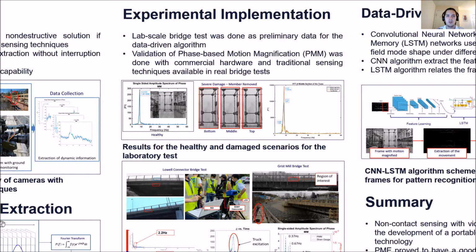As we can see here in the figures, we are able to extract the natural frequencies and the mode shapes of the bridge for each case, and we can also observe that there is a shift in the natural frequency and a change in the mode shape, which we later used as input for our machine learning algorithm to detect damage.